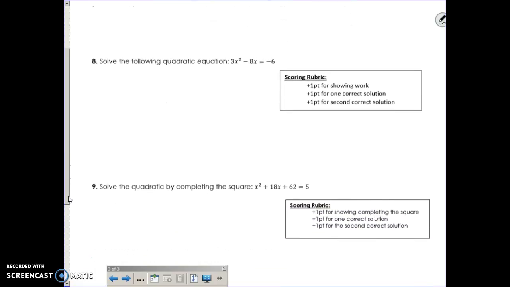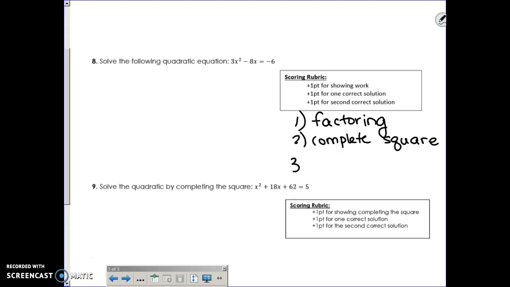First of all, let's figure out what type of problem it is. It's obviously a quadratic because it says solve the following quadratic. That does not mean you have to use the quadratic formula. In fact, you have a couple options to try. Number 1, always check to see if you could factor it. Number 2, check to see if you could complete the square. And number 3, if all else fails, the quadratic formula is here to the rescue. You can always use that.